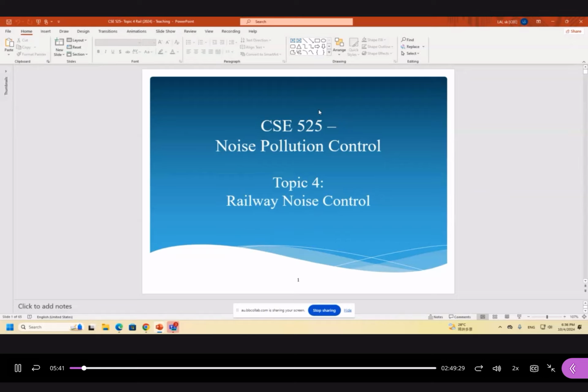The working principle is very simple. We just need to consider a number of factors, and then add all of them together. We are able to find out the predicted noise levels to see whether you can fulfill the requirements or not. If you cannot fulfill the requirements, we need to make some further arrangements or provide some mitigation measures.